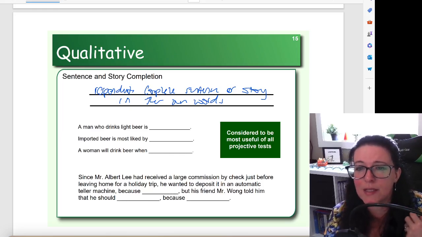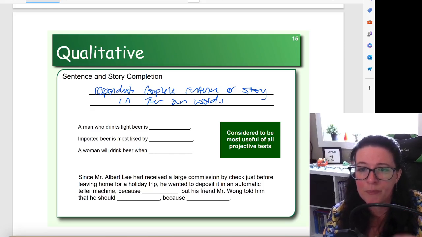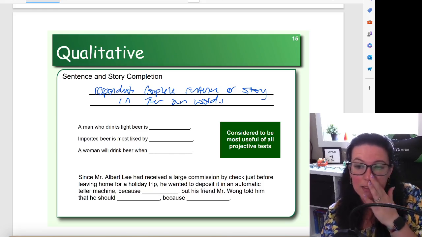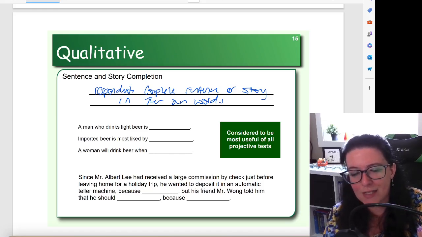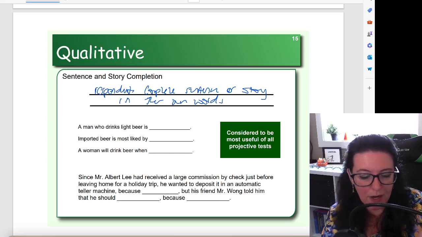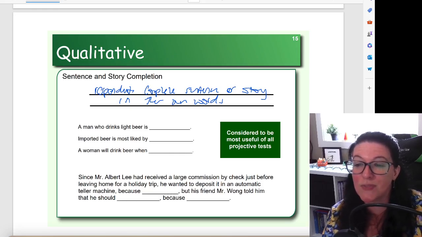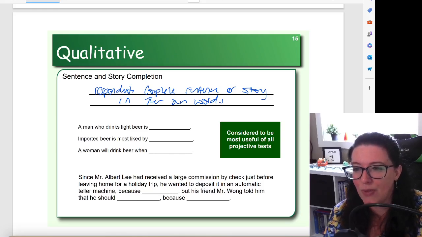So for example, we could say we are doing research for a beer company. A man who drinks light beer is, and then the respondent would tell us. And so this gets at the perception of light beer. We had talked previously in a previous video about one of the challenges, right, with selling light beer: it wasn't seen as very manly. So the sentence completion would get to that. What are people's perceptions of light beer?